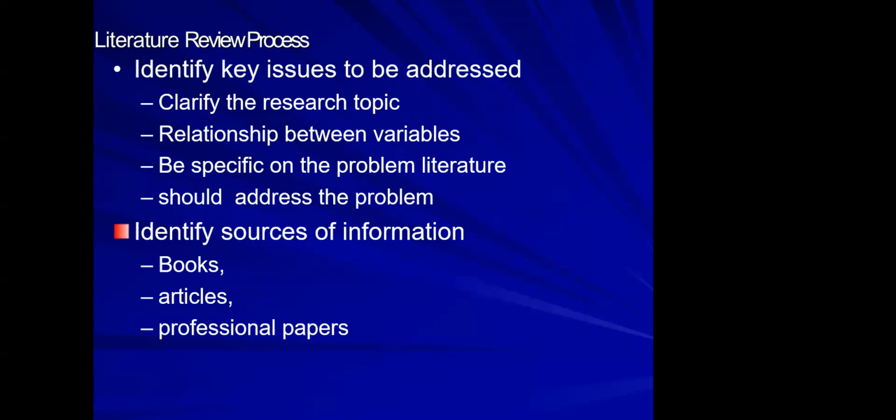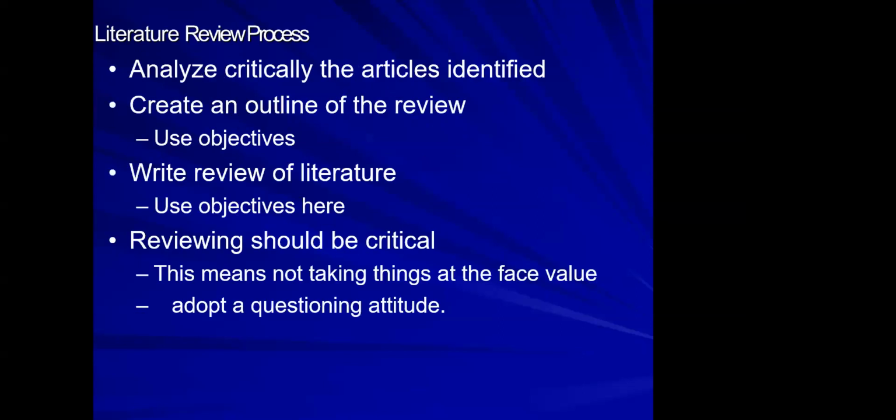First, you identify the key issues to be addressed. If you already have a problem at hand, you must look at what the issues to be addressed about this particular problem are. So clarify the research topic and the relationship between the different variables that you want to know, or be specific on the problem. Literature should address and identify the sources of information, the books, articles, and other things that you need, analyze critically the articles identified, create an outline of the review, and write a review of literature using objectives.